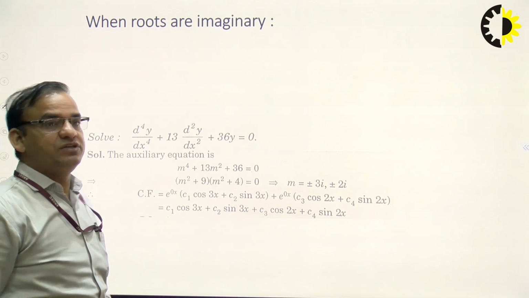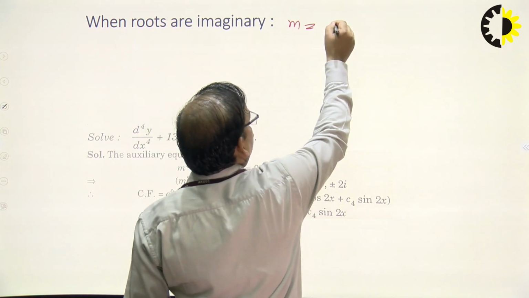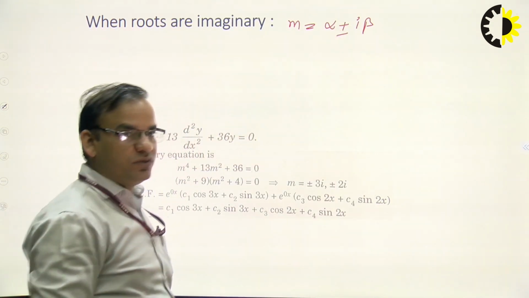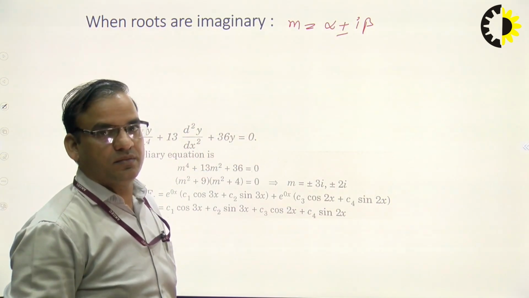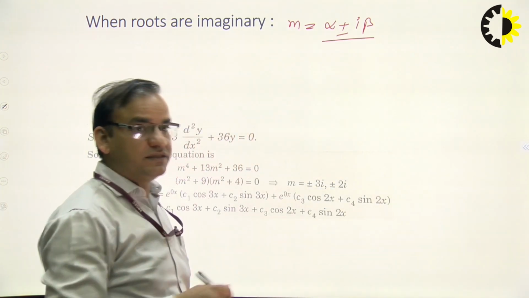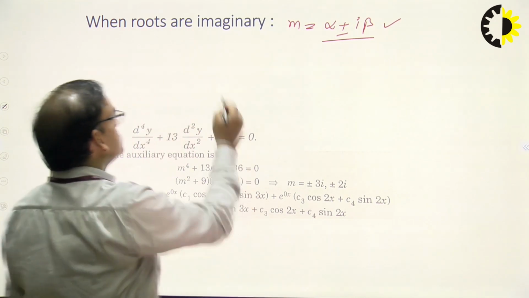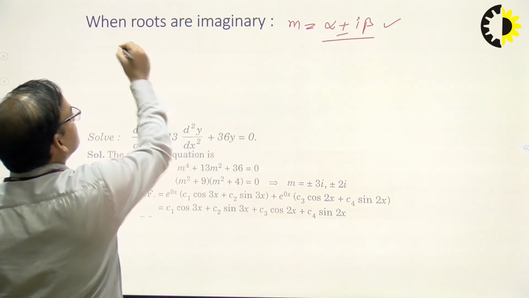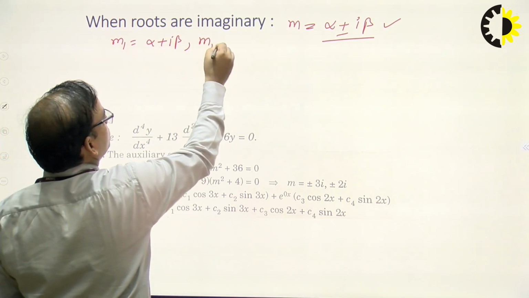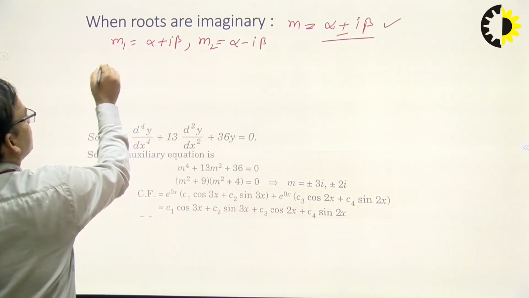Now, when the roots are imaginary, we will get the roots of the auxiliary equation like alpha plus minus i beta. These roots are the imaginary roots and never exist singly, so the roots exist in pairs. Here we have two roots and both roots are distinct. So we take m1 as alpha plus i beta and m2 is equal to alpha minus i beta.